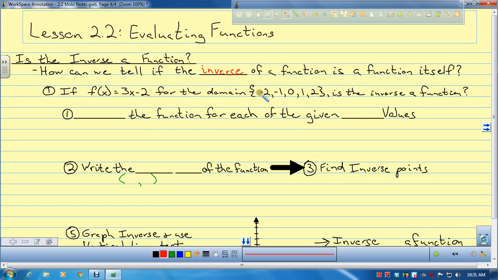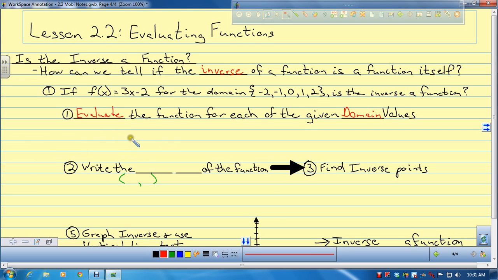if for the domain -2, -1, 0, 1, and 2, we want to find out, is the inverse a function? Okay? Well, the first thing I'm going to have to do is evaluate the function for each of the given domain values. So that means that you're going to have to plug each one of these values in for x and get a value for f of x. Alright, so you're going to have f of -2, f of negative 1, f of 0, f of 1, f of 2.